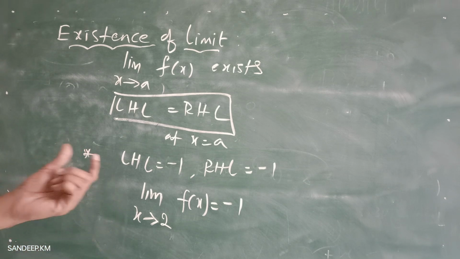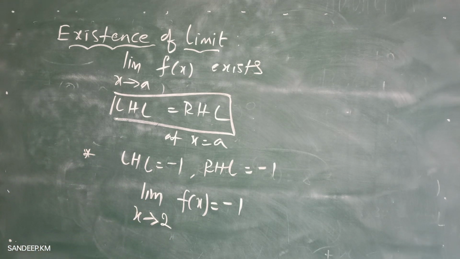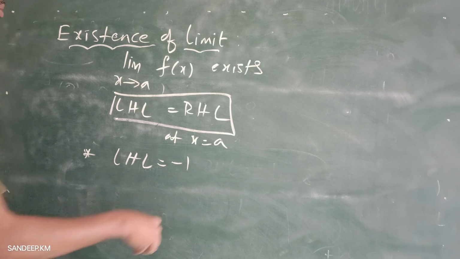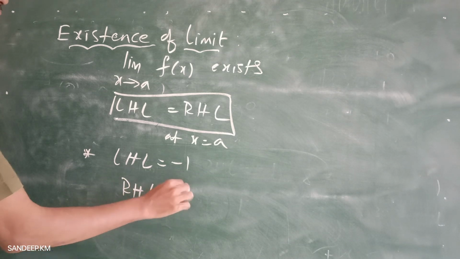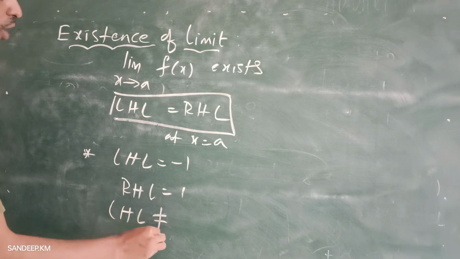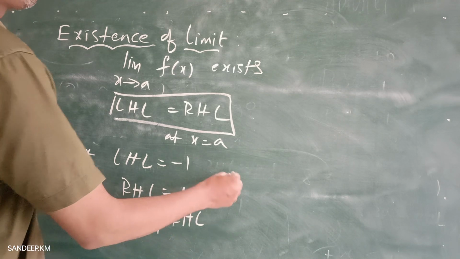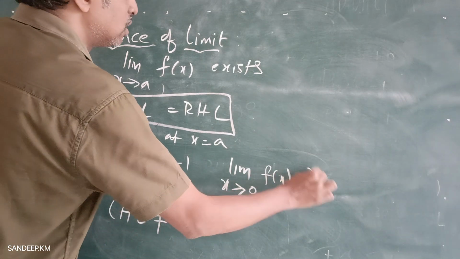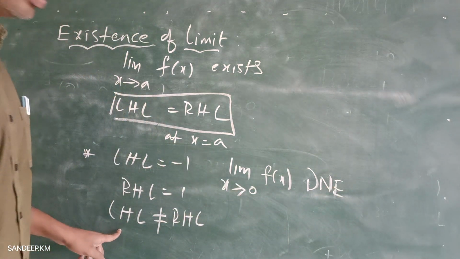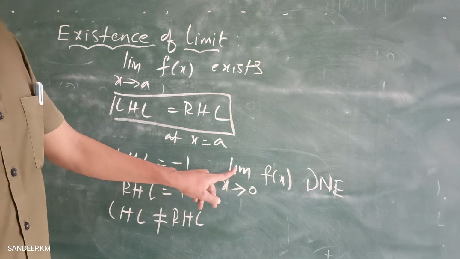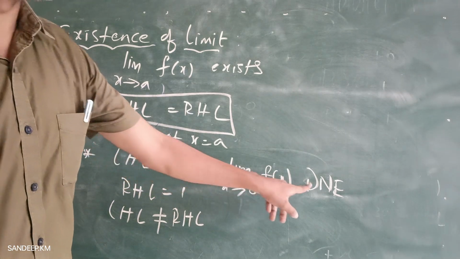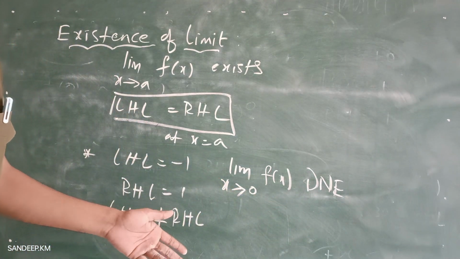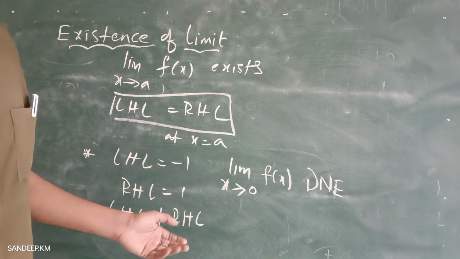Only in the fourth example, the left hand limit is not equal to the right hand limit. Correct or not? In the fourth example, we observe that the left hand limit is minus 1 and the right hand limit is plus 1. Since the left hand limit is not equal to the right hand limit, dear students, we say that limit x approaches 0, f of x does not exist. The limiting value of the function at x equal to 0 does not exist. Why does the limit not exist? Because the left hand limit is not equal to the right hand limit.